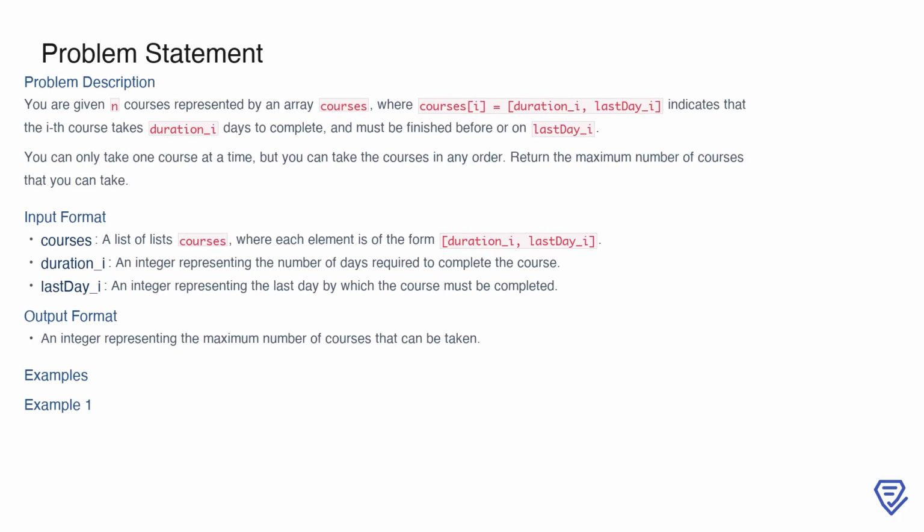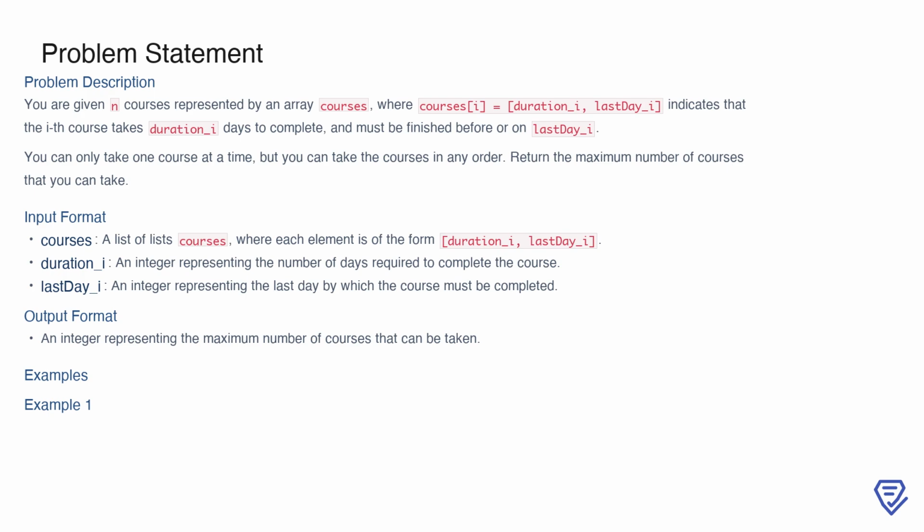In this problem, we are tasked with scheduling a set of courses to maximize the number of courses we can complete. Each course is represented by two values: its duration, which tells us how many days it takes to complete, and its last possible day for completion, which acts as a deadline.